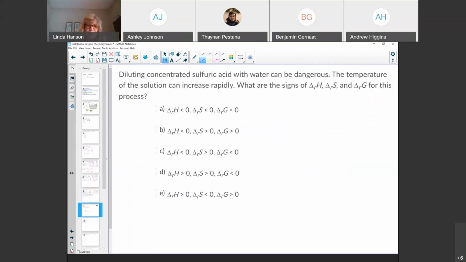This one looks kind of scary at first, but it's along the same lines. I'm trying to find questions that aren't just computational questions, but kind of thinkers as well. It says diluting concentrated sulfuric acid with water can be dangerous. The temperature of the solution increases rapidly. You know, those keywords just told you something, didn't they? If the temperature is increasing, is that endo or exothermic?